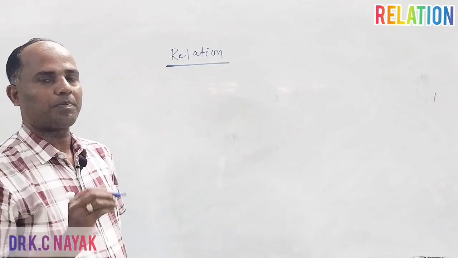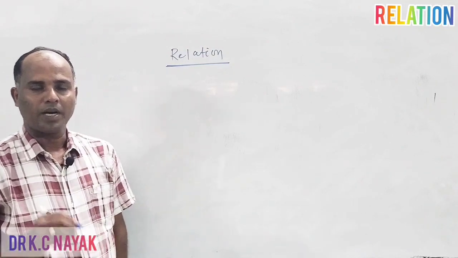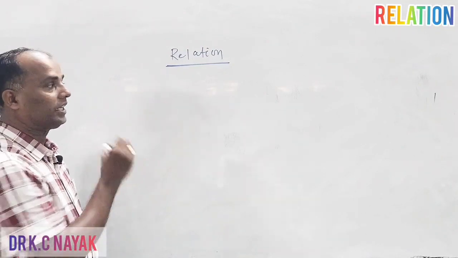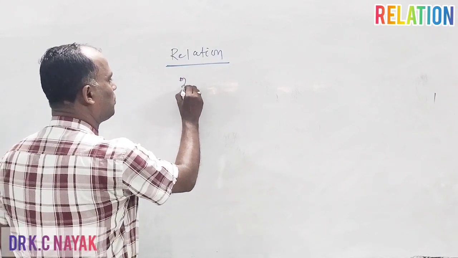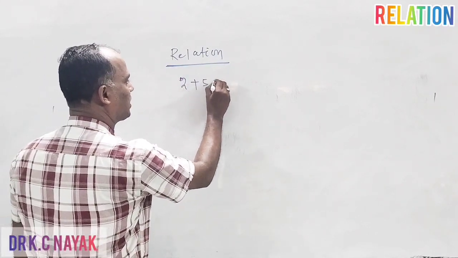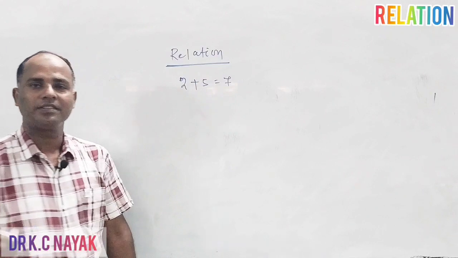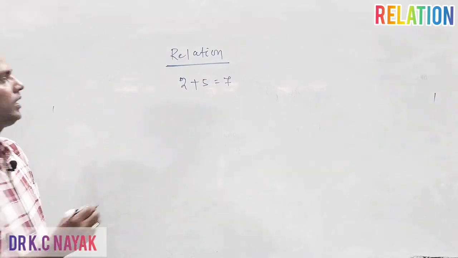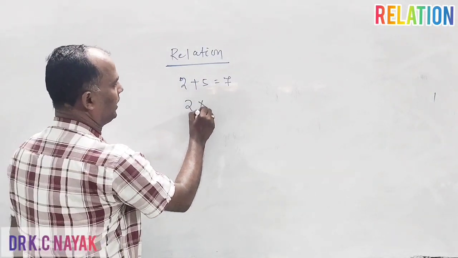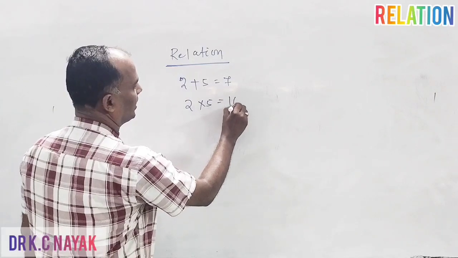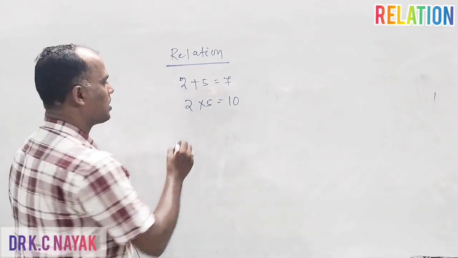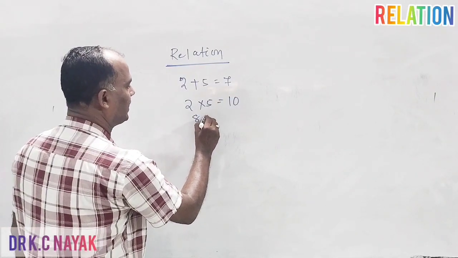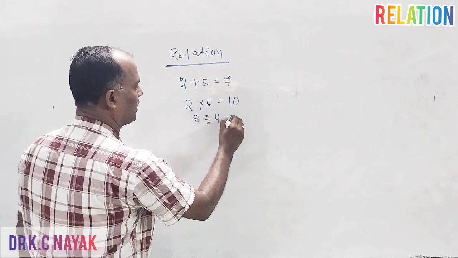Before the start of the topic relation, first just you see: 2 plus 5 is equal to what? 7. 2 plus 5 is equal to 7. 2 into 5 is equal to what? 10. 8 divided by 4 is equal to 2.